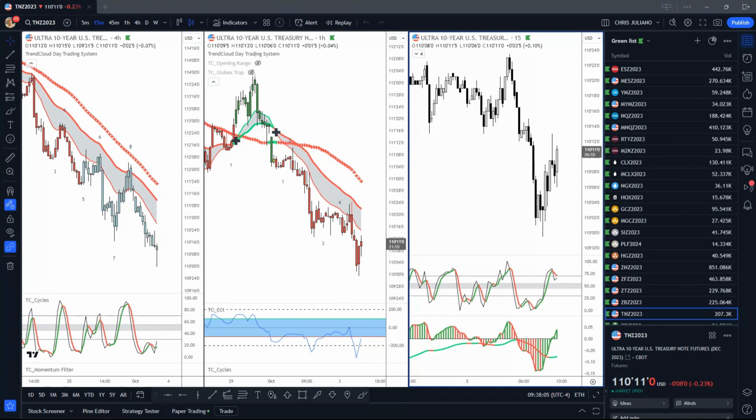What I'm doing here is I have developed a system. It's called TrendCloud, and it's for trading supply and demand zones in the futures market. And it works pretty damn well.